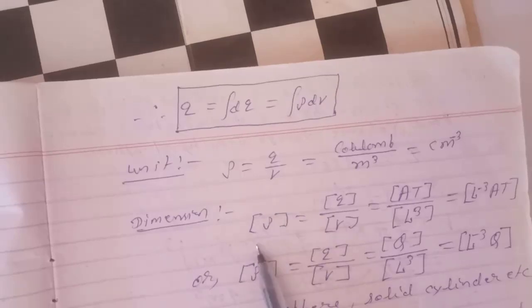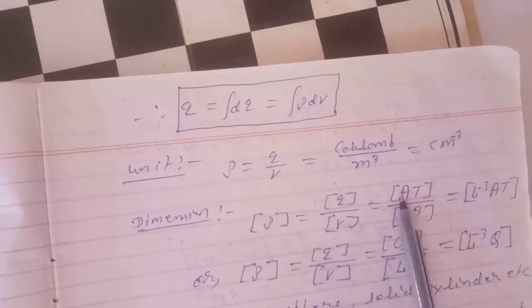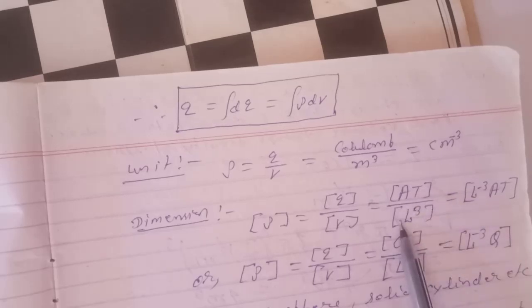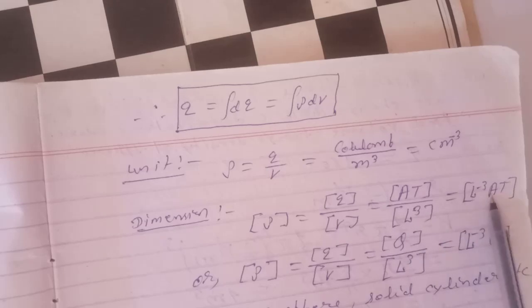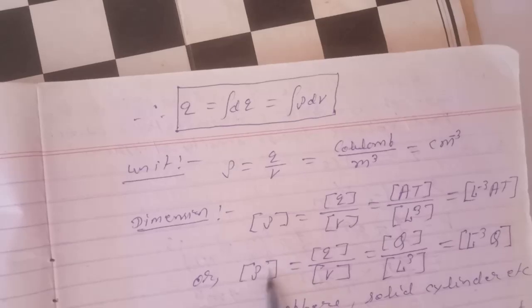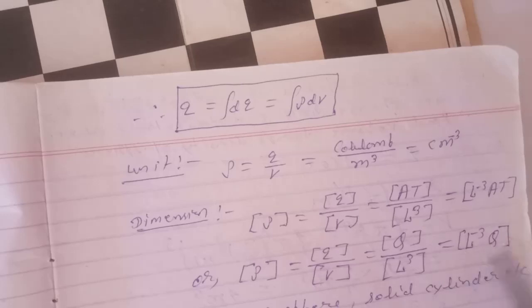Again, the dimensional formula of rho is the dimensional formula of q divided by the dimensional formula of volume. The dimensional formula of q is A into T, divided by L cube, so L minus 3 A into T. This is the dimensional formula. Again, in another form it can be written as dimension of q by dimension of v, dimension Q, dimension L cubed, so L minus 3 Q. This is the dimensional formula in terms of the MKSQ system, and the earlier one is for SI unit.